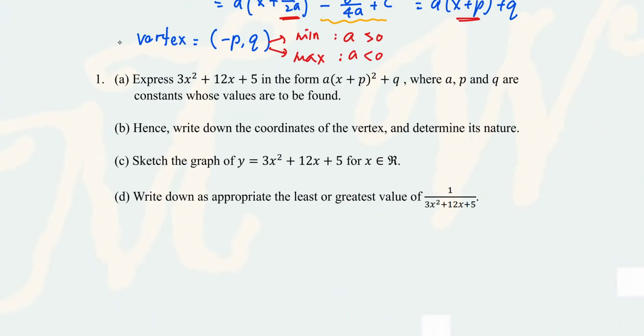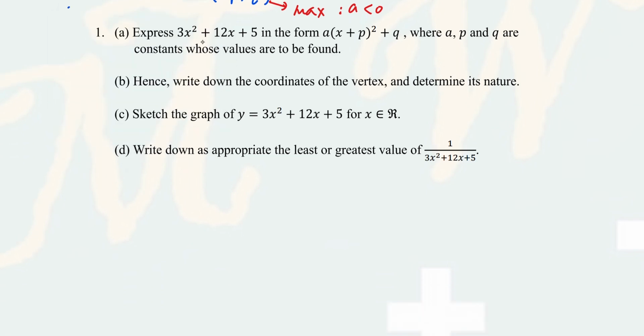Now let's solve the questions. The first one is express 3x squared plus 12x plus 5 in the form a(x plus p) squared plus q, where a, p, and q are constants whose values are to be found. B, hence means use the previous answer. Write down the coordinates of the vertex and determine its nature. Okay, nature means maximum or minimum point. C, sketch a graph for x a real number, the same function. D, write down, as appropriate, the least or greatest value of 1 over the same function.